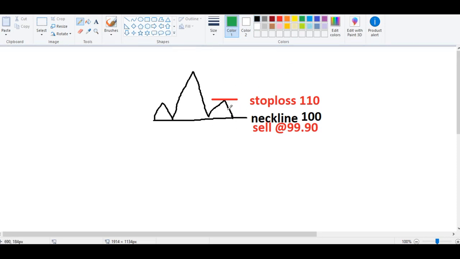Now we can also calculate targets based on this pattern, right? And we can set two types of targets. My first target will be the distance from the neckline to the stop loss, right? My first target will be the difference from the neckline to the stop loss. So the difference from the stop loss to the neckline is 110 minus 100, which is 10 rupees. So my first target will be 10 rupees, which can be at 90.